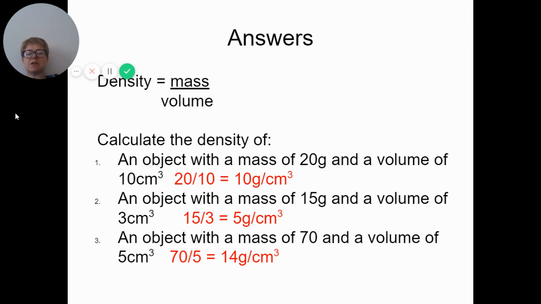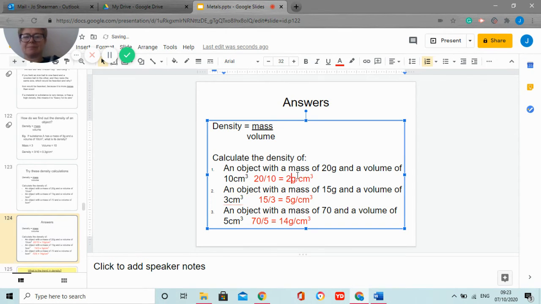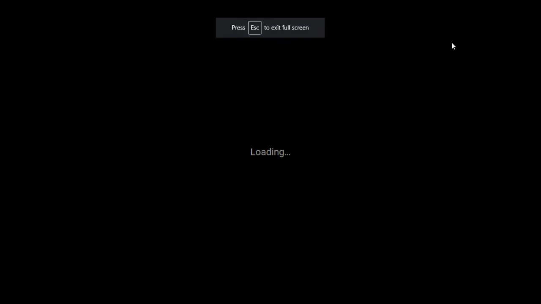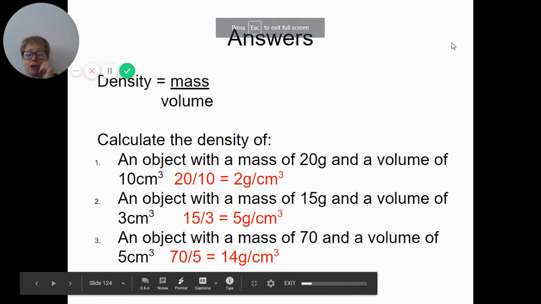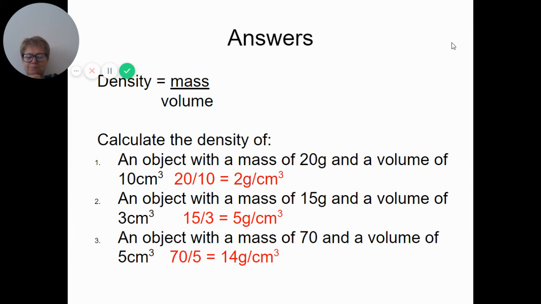So for number 1, we should have done a mass of 20 divided by a volume of 10, giving us an answer of 2 grams per centimetre cubed. For number 2, an object with a mass of 15, volume of 3, 15 divided by 3 is 5 grams per centimetre cubed. And lastly, 70 divided by 5, 14 grams per centimetre cubed. So for some of you, those calculations might have been quite straightforward, but the more we do these things, the better we remember, and we do need to remember how to calculate density.